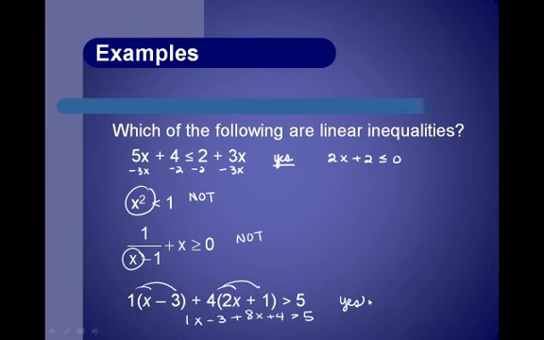We could combine like terms. We've got 1x plus 8x, which gives us 9x. We've got negative 3 plus 4, which is plus 1. We could subtract 5 from both sides, so we get 9x minus 4 is greater than 0. But really, all you've got to check is that you have one variable, and that variable's to the first power.